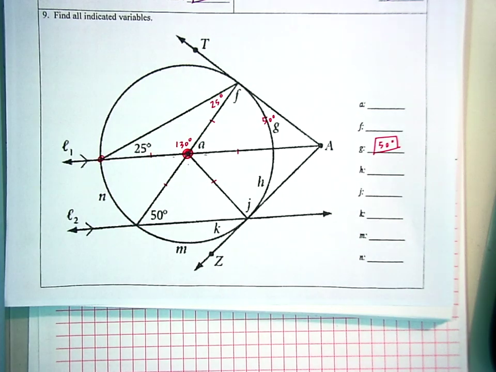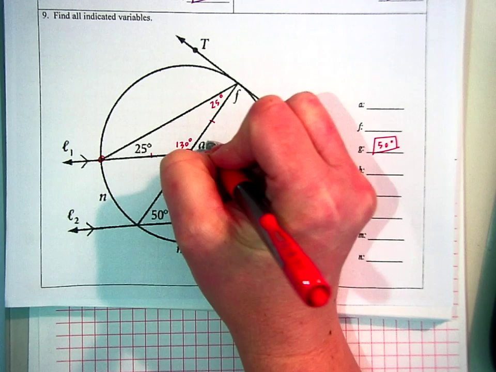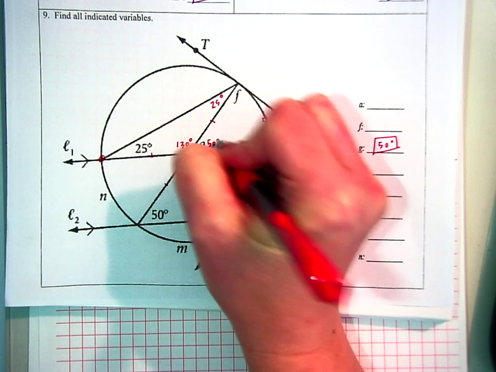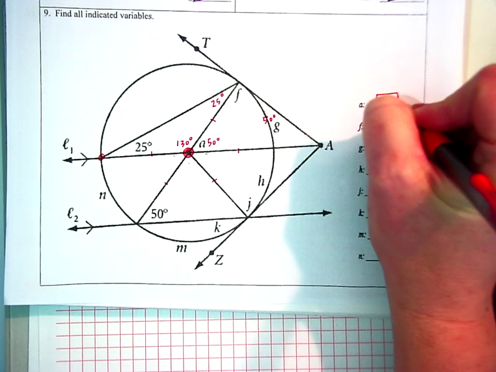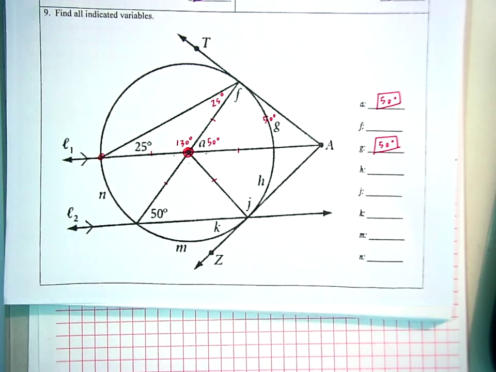Okay, if I connect to its linear pair, where A is, I now have 50 degrees for A as well. We're going to see a lot of 50 degrees for angles and arcs in this problem. All right, so now I just need to keep wrapping my way through.